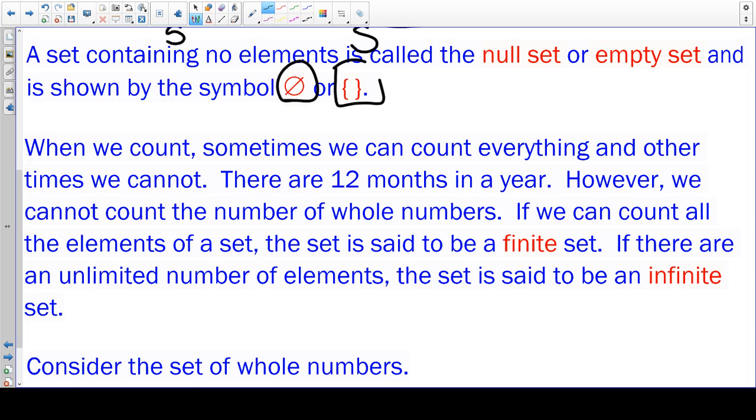Right? If we can count all the elements of a set, we say the set is finite because we can count all the elements in the set. Okay? The number of people that live in the world, it's a massively big number, but it is finite. 8.2 billion? If we can't count the number of elements in a set, then that's what we call an infinite set. So that's the difference between finite and infinite. Finite we can count, infinite we cannot.